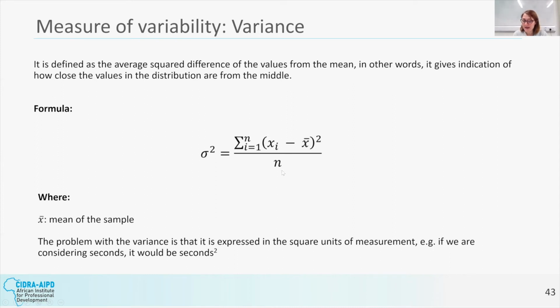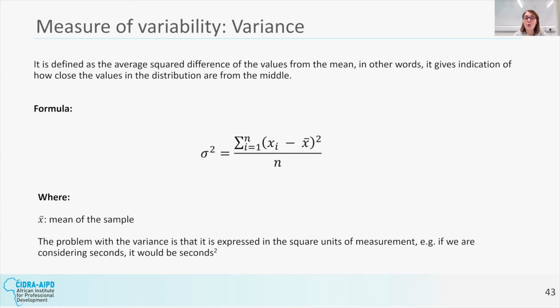The difficulty with the variance is that as much as we know that when the variance is higher, the variability is higher, it's really difficult to interpret because it will be expressed in squared unit measure of the variable for which we were computing the variance. So if the variable was, for example, seconds, we will have the variance expressed in seconds squared. So it will be quite difficult actually interpreting the single value.